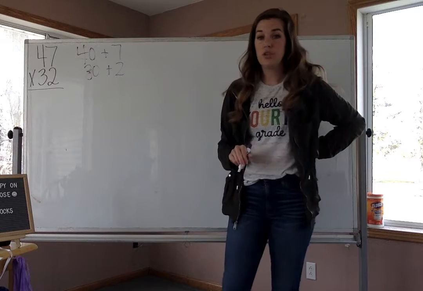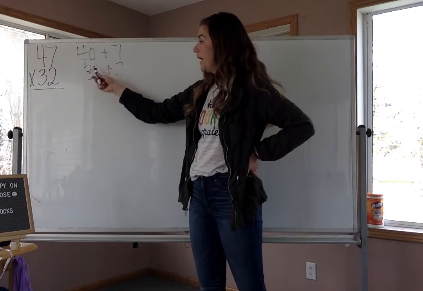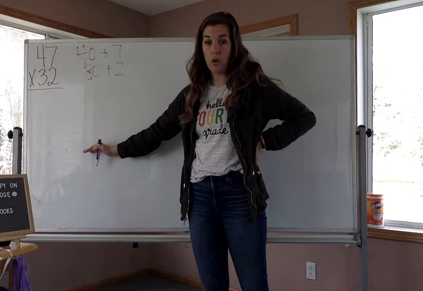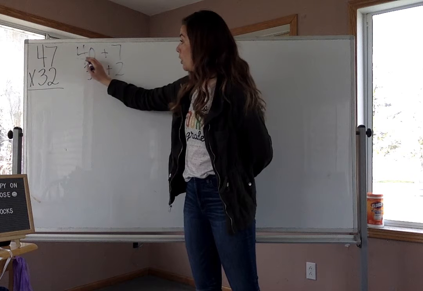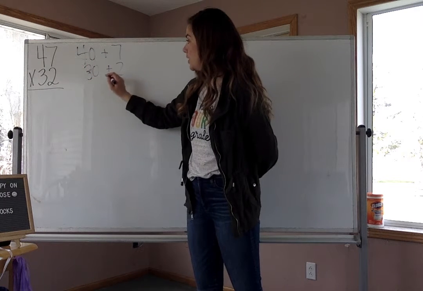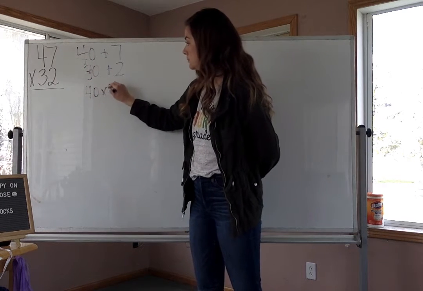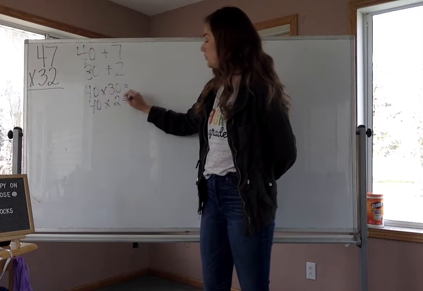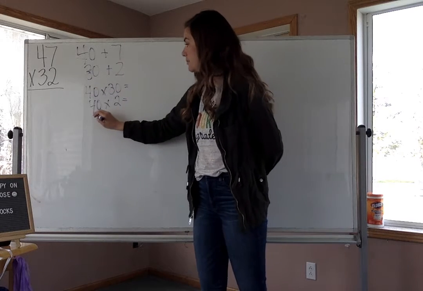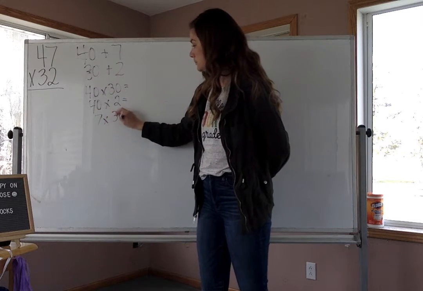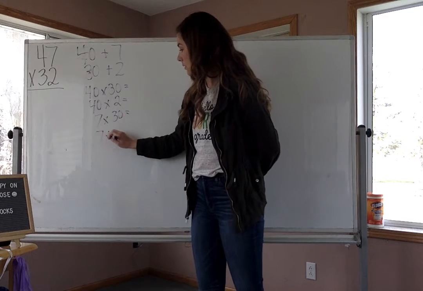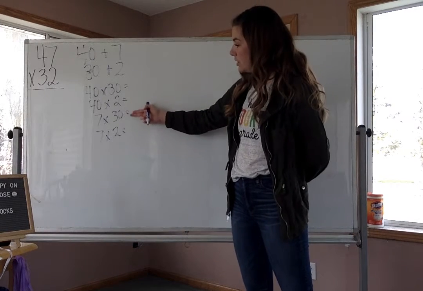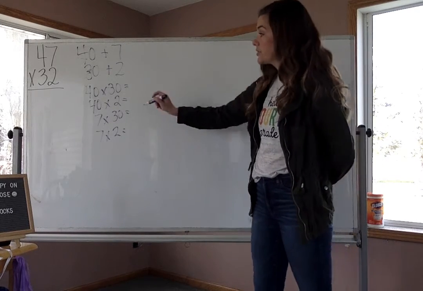The next thing that we need to do is multiply each one of these numbers by each other, okay? The best way that we like to do that was to actually record them all down so that we didn't forget any. We're going to multiply 40 times 30 and 40 times 2. And then we will multiply 7 times 30 and 7 times 2. Our next step is to now solve each of these to find the partial products.